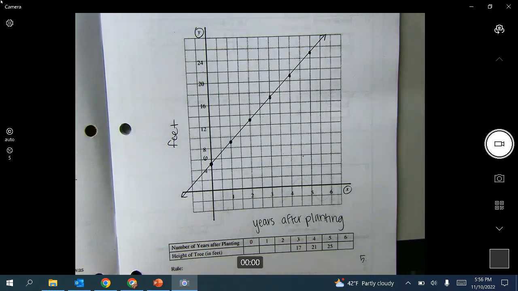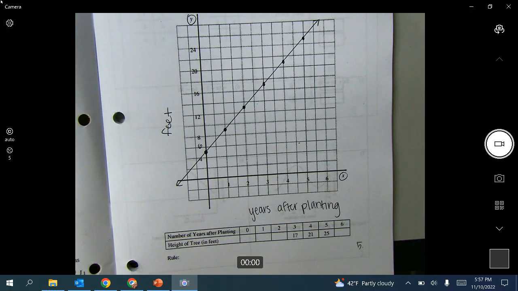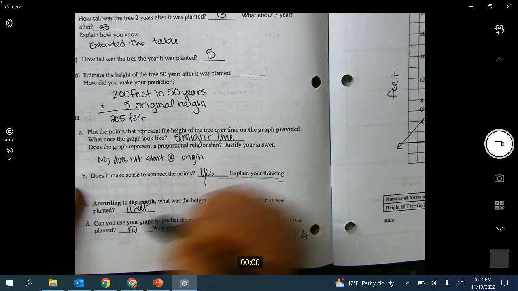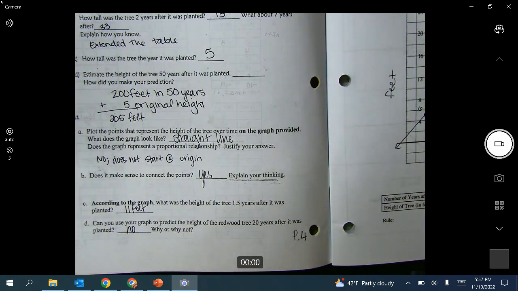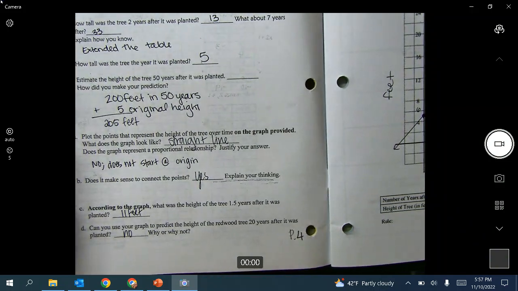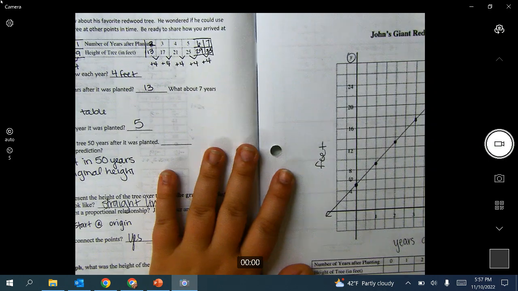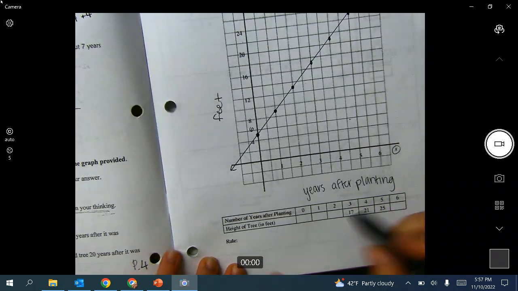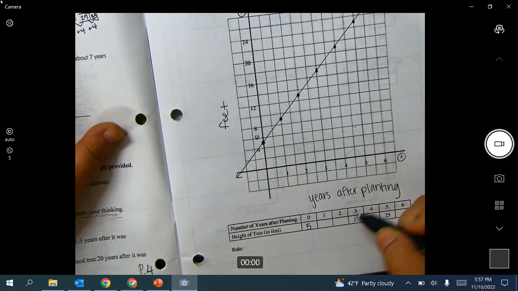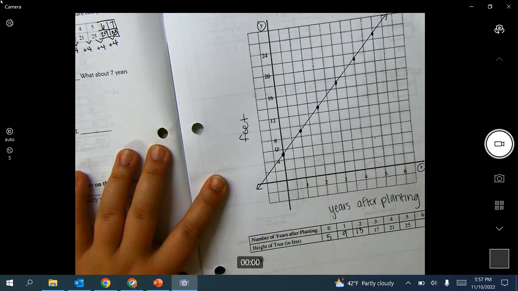Yes, we can use the rule to make predictions in other ways, but if we consider just this graph, we don't have the ability to predict 20 years after it was planted. Okay, so again, you can use any of the reasoning that we just talked about, but no, we do not have the ability to use this graph to predict how tall the tree would be 20 years after it was planted. All right, and then this table down here was just giving you another place to copy down this table so that it was easier to graph, and I kind of forgot about that, so I'm just going to go ahead and copy down my values from that table that I have up here.